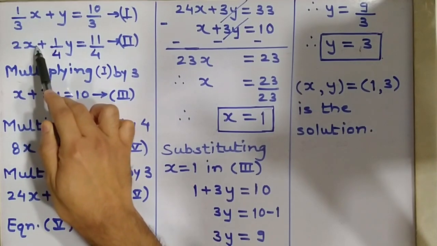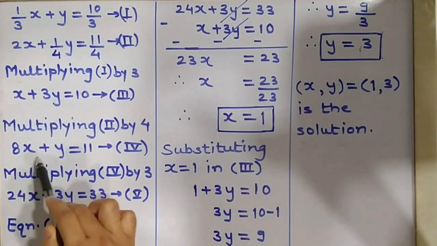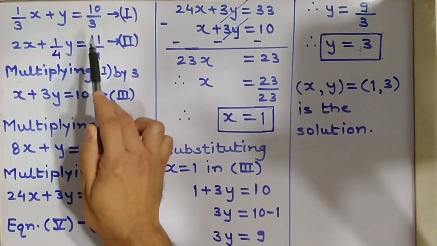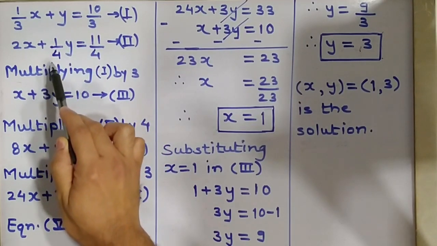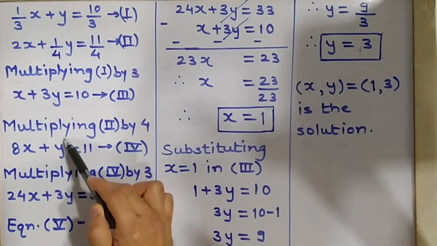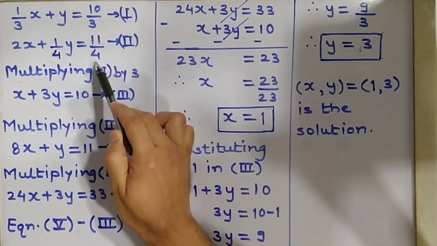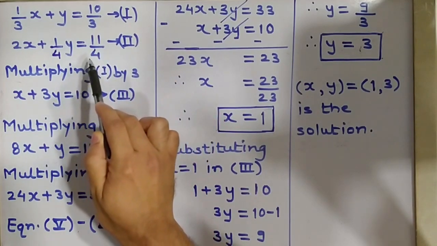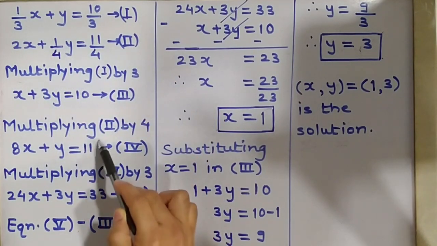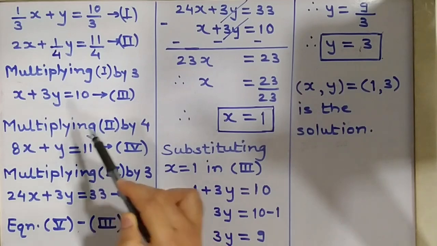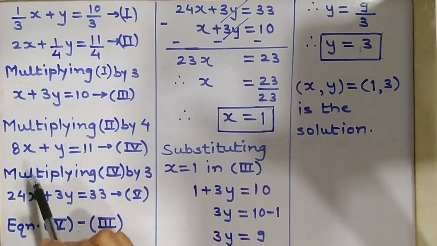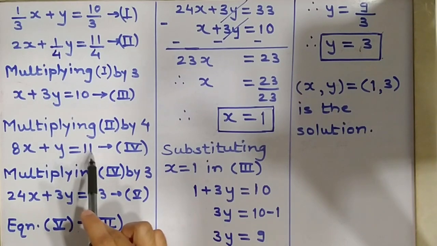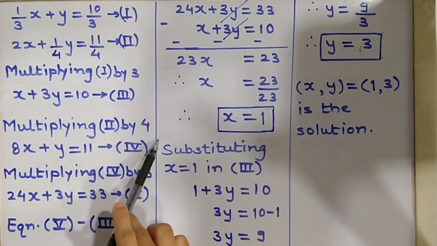So after multiplying equation 2 by 4, what we get is 2x multiplied by 4, you will get 8x. 1 by 4y multiplied by 4, 4 and 4 are going to get cancelled, and you get y. And 11 upon 4 को 4 से मल्टीप्लाई करने के बाद 4 और 4 कैंसिल हो जाएगा, so you are going to get 11. ठीक है? तो ये आपका बनता है चौथा इक्वेशन, and the equation is 8x plus y is equal to 11. We will number it as equation number 4.